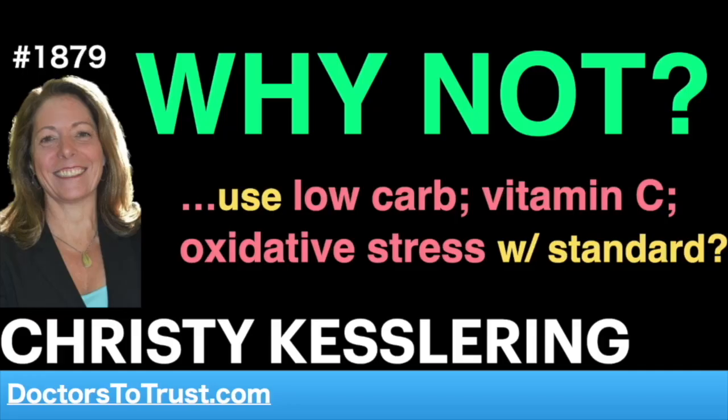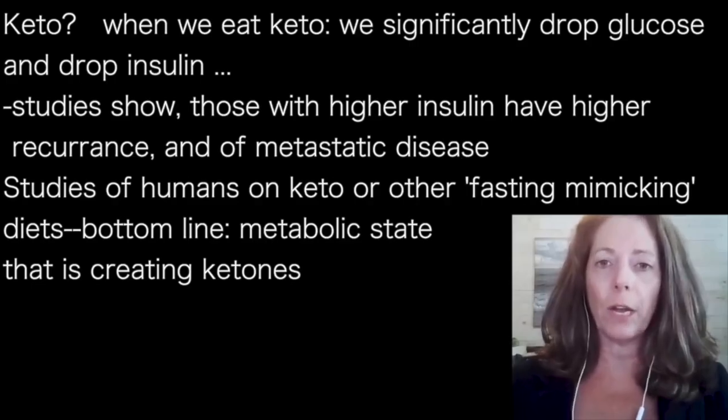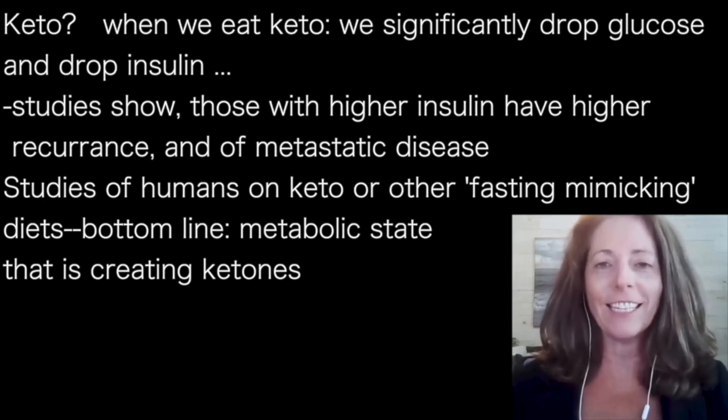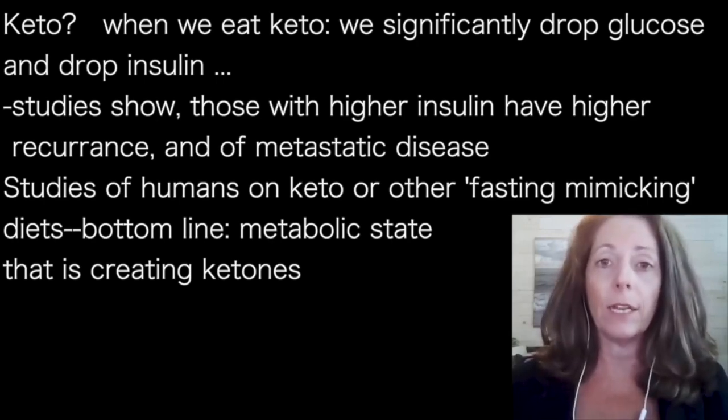When we eat a ketogenic diet, we are significantly ratcheting down our glucose in the system. So we're eating very little carbohydrate, which is broken down into glucose, which can then stimulate insulin. So now not only are we bringing down glucose, we are bringing down insulin.